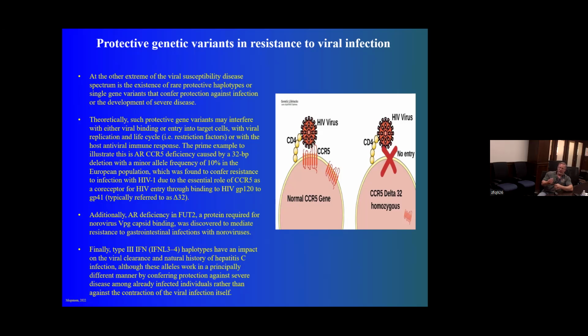So this mutation has gotten a lot of study since it was identified about 30 years ago. People have used it to try to generate inhibitors. And we'll actually talk about some of the good stuff that's come from discovering this delta 32 mutation.